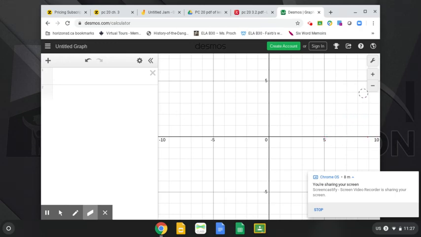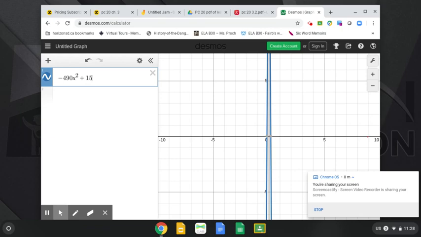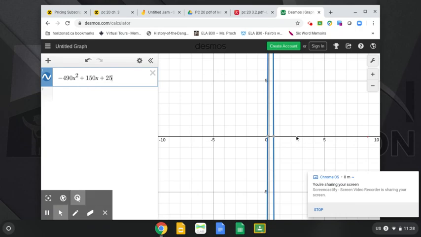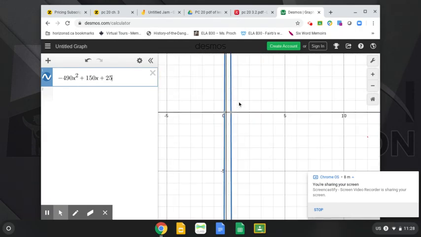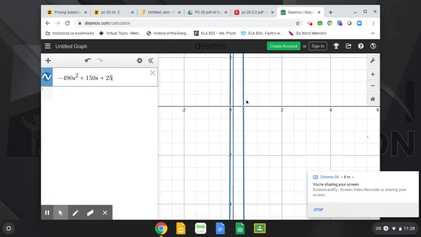Okay, so inputting this into Desmos, I will put -490 t squared, or in this case, we'll just use x squared, plus 150 x plus 25. All right, so that is what we got. That looks nice.